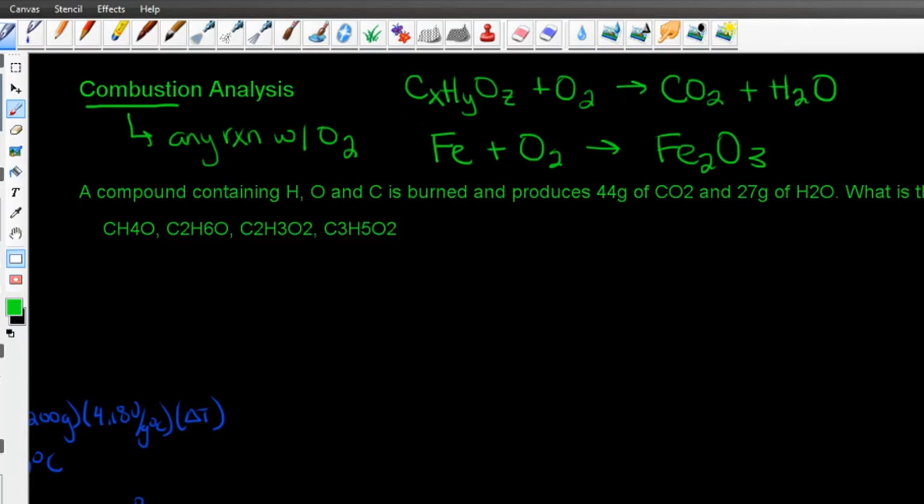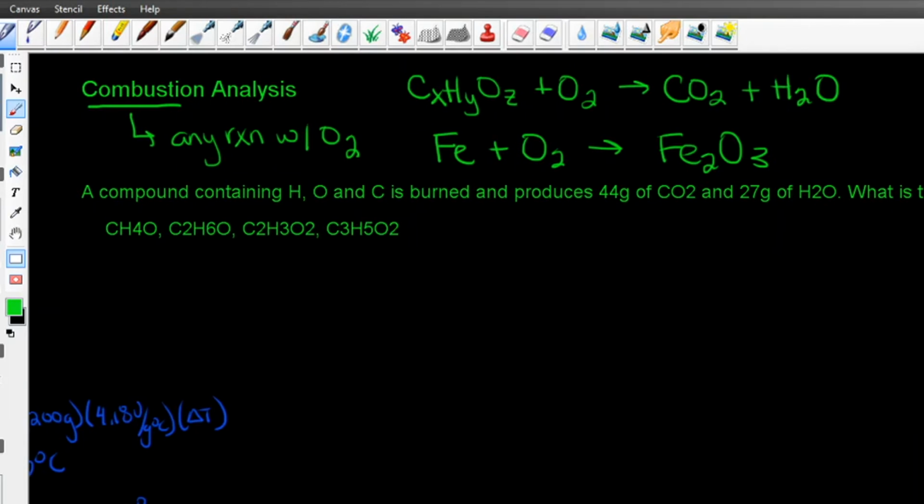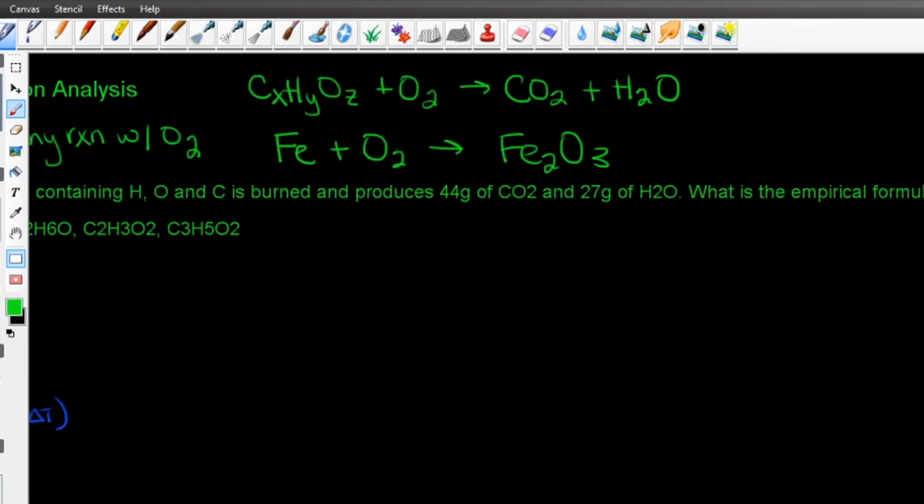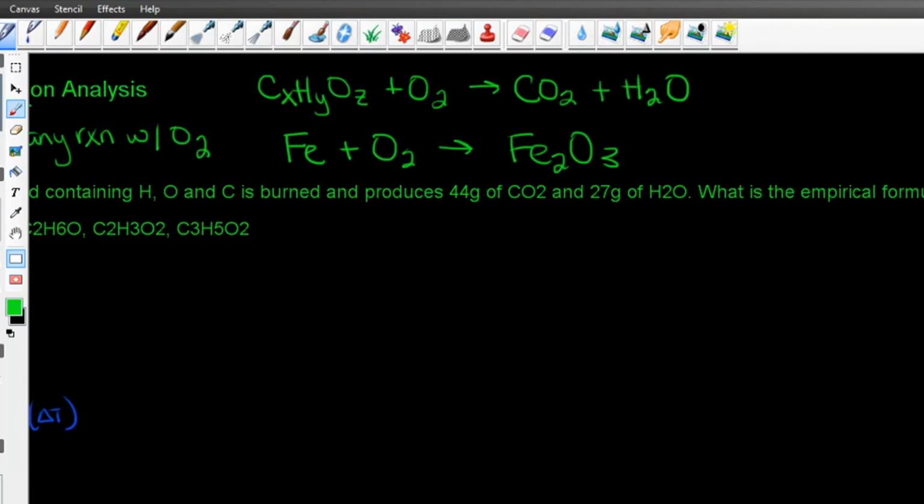Okay, so we can burn things to figure out what they are, and that's called combustion analysis. And so let's take a look at this first problem. This first problem says that a compound containing hydrogen, oxygen, and carbon is burned, and in burning it, produces 44 grams of CO2 and 27 grams of H2O. What is its empirical formula?